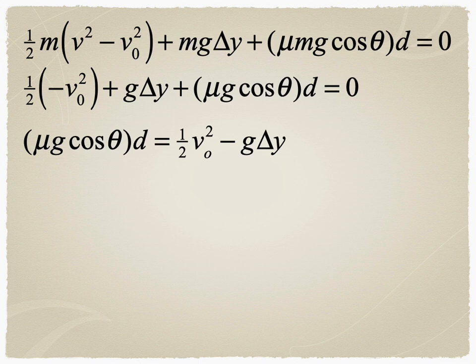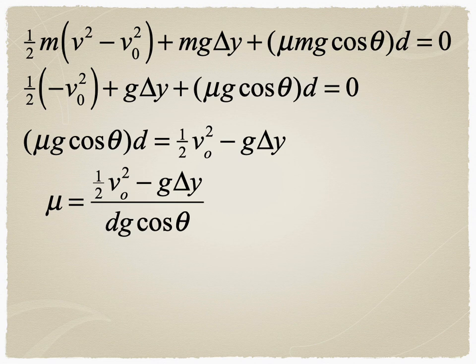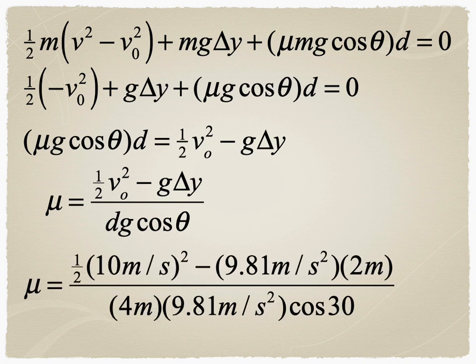Now to get our coefficient of friction on its own, I will divide both sides of the equation by g cos theta times d. So we've got our coefficient of friction is equal to 1/2 v naught squared minus g change in y, over d g cos theta. Substitute our values in, and we get a coefficient of friction of 0.89.